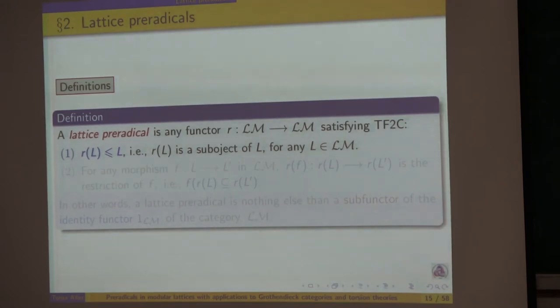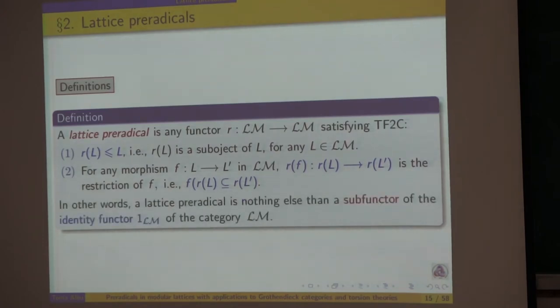Remember, the subobjects are initially there. For any morphism, R of F is this F, which defines a morphism between R of L to R of L prime. So this means that F applies this subobject to this subobject. This is exactly the counterpart for the usual module predicate. In other words, the lattice predicate is nothing else than the subfunctor of the identity functor of this function.